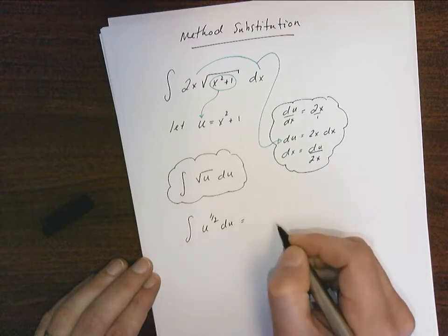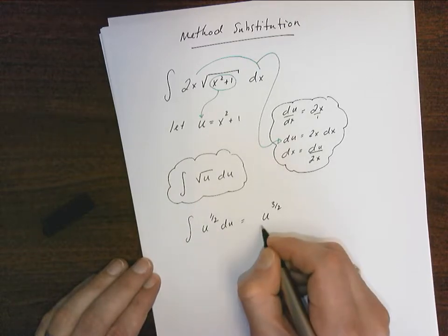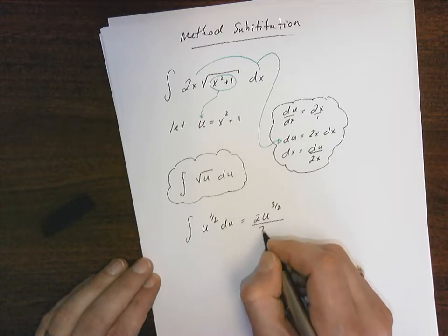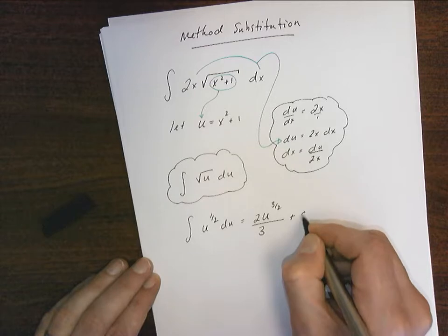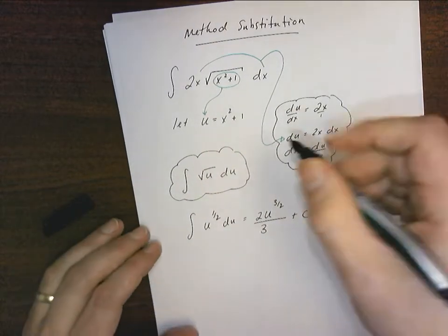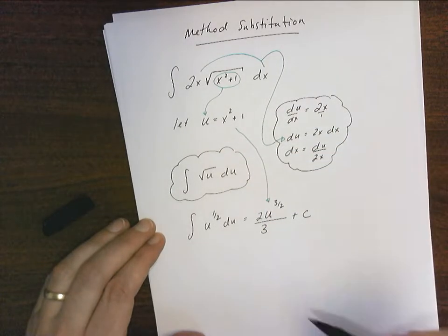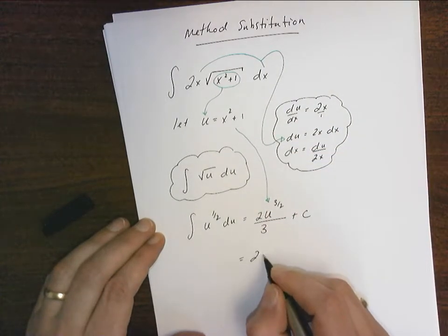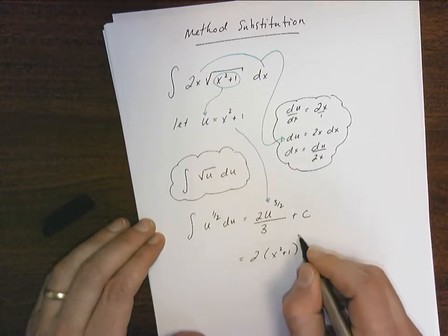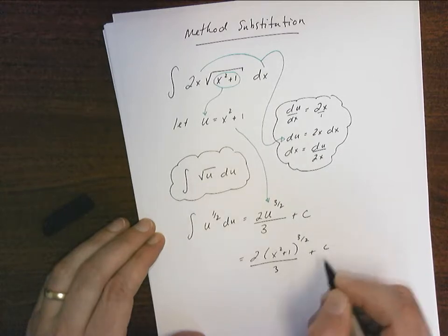And we know that that's going to be, you add 1 to the exponent. So it's u to the 3 over 2, all divided by 3 over 2. So it's going to invert and multiply. So it's 2 over 3 u to the 3 over 2, plus c. Now all we have to do is go back and do a change of variable again. So if I want it back in terms of x, we'll make it 2 times x squared plus 1 to the 3 over 2, all over 3, plus c.